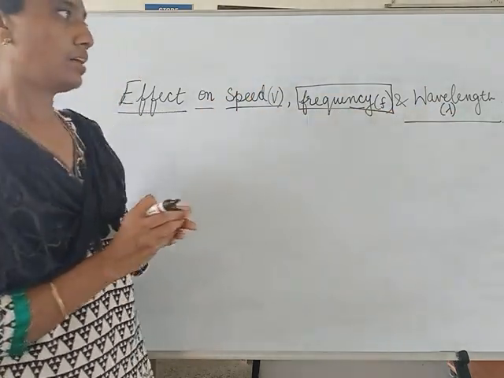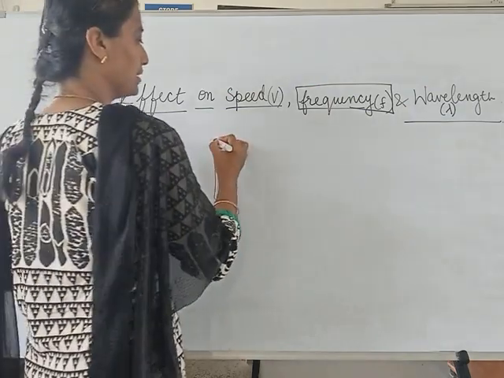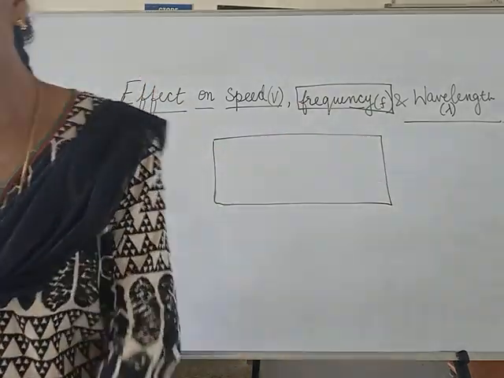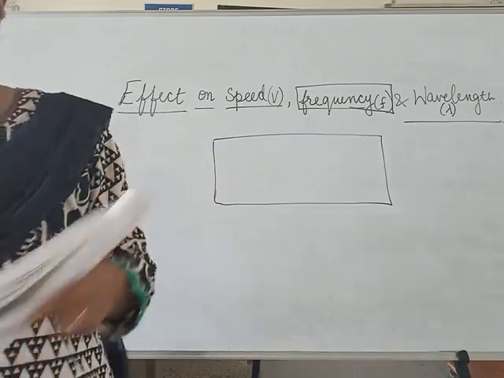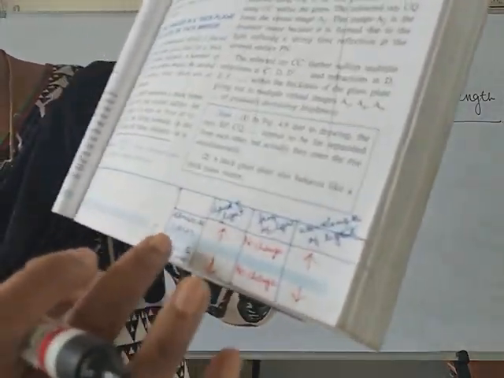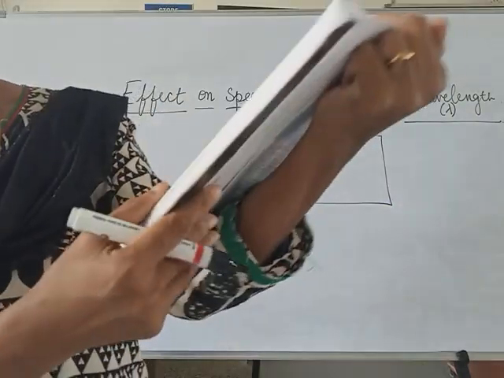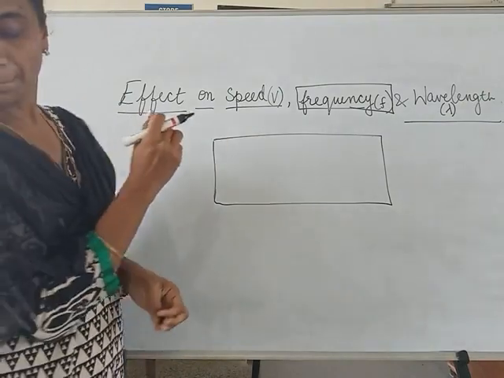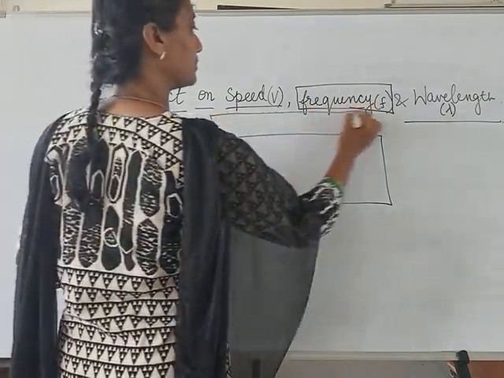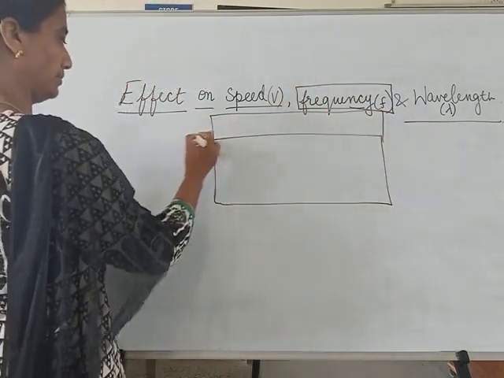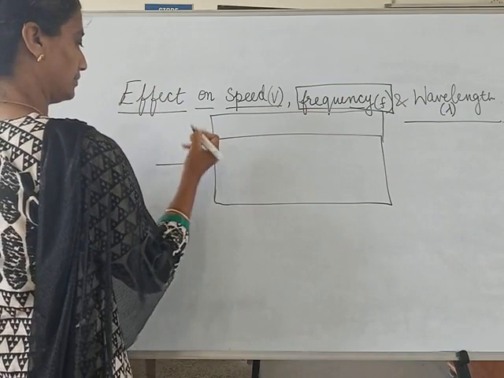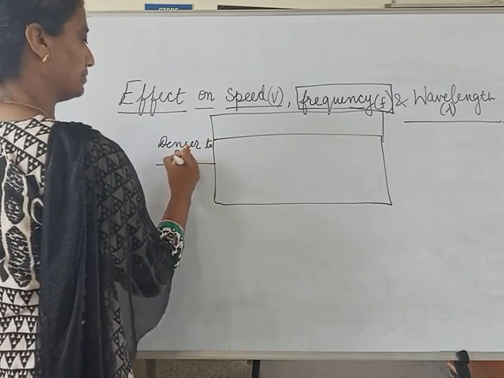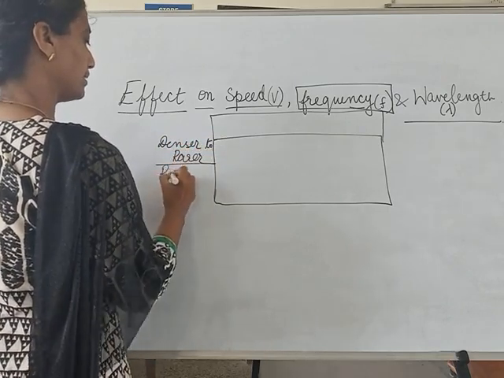Okay, so I'm going to make a table like this, and I would suggest there is no space here, so I have made this table in page 77. In page 77 there is a slight space, so I have made the table here. It is easy to remember. This is denser to rarer and this is rarer to denser.